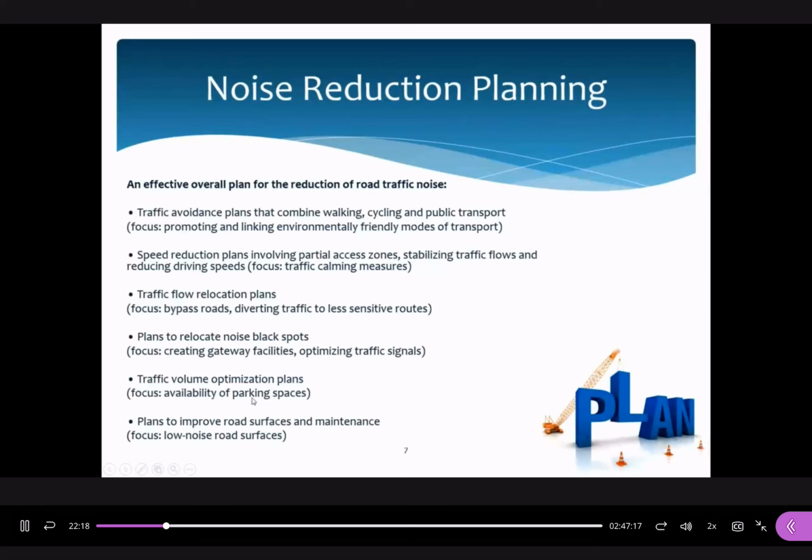And the traffic volume optimization plan is that we need to provide sufficient parking spaces. This is a major issue for Hong Kong, because we are short of land, and even during the weekends when you go outside, such as to shopping malls, we don't have sufficient parking areas. And the third and last one is to improve road surfaces and maintenance, such as we may propose the use of low-noise road surfaces. What is that? Low-noise road surfaces have some porous materials along the pavements, because these porous materials can help to absorb the noise, so that this can reduce about 3 to 4 dB.